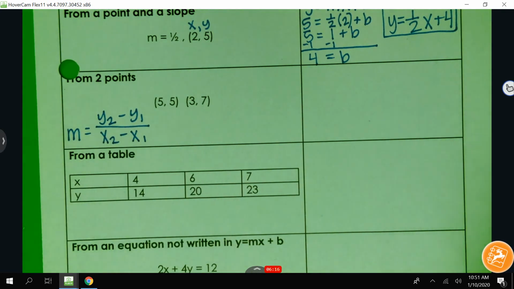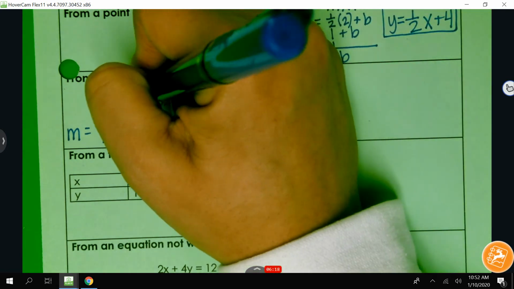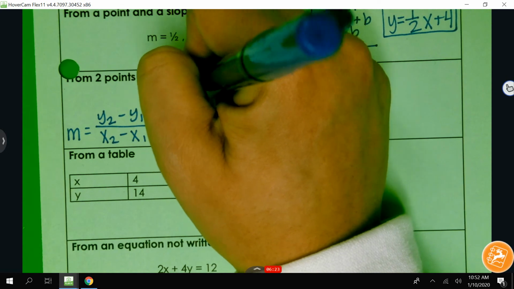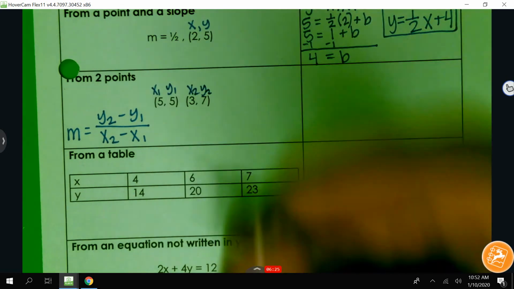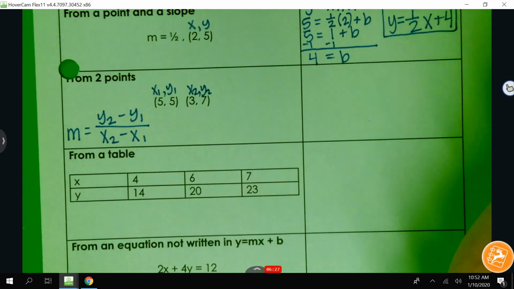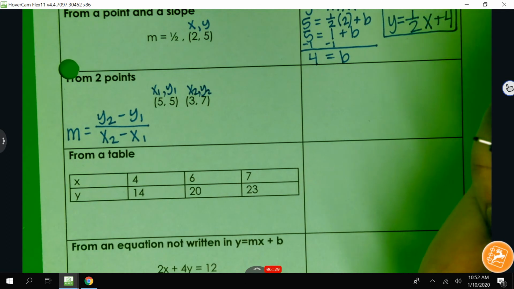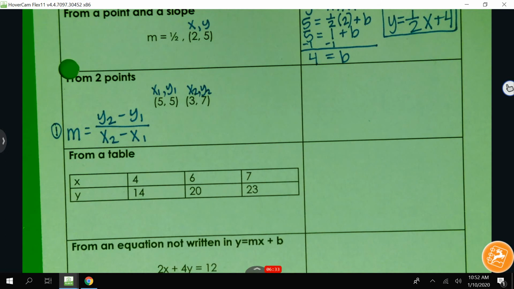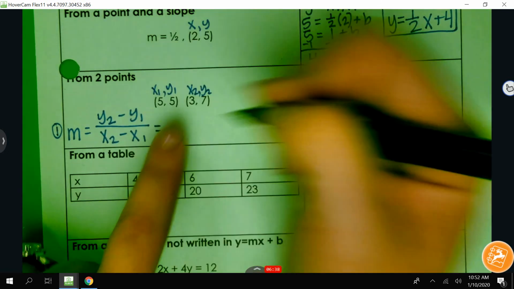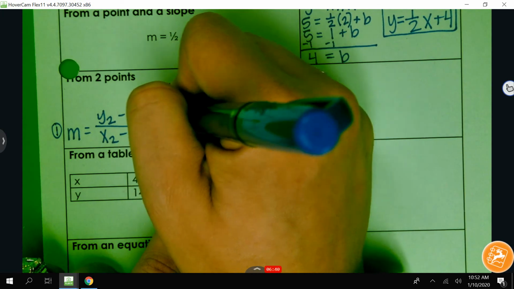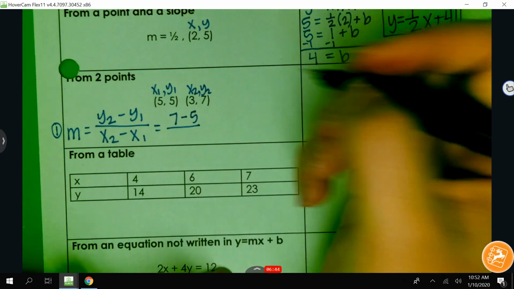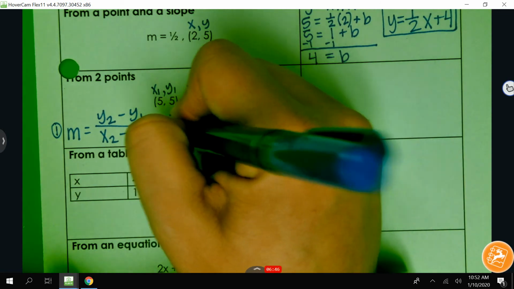So then that means my 5, 5 is X1, Y1, and then 3, 7 would be X2, Y2. Okay, so the first thing that you need to do, put a little 1 right there so you know, you need to find the slope. So Y2 we said is 7. So I have 7 minus Y1, which is 5, over X2 minus X1, so that should be 3 minus 5.